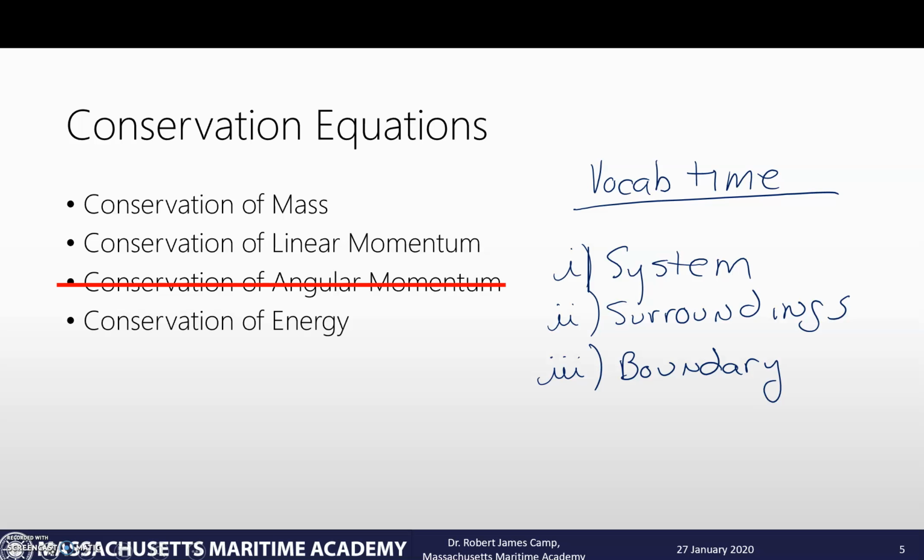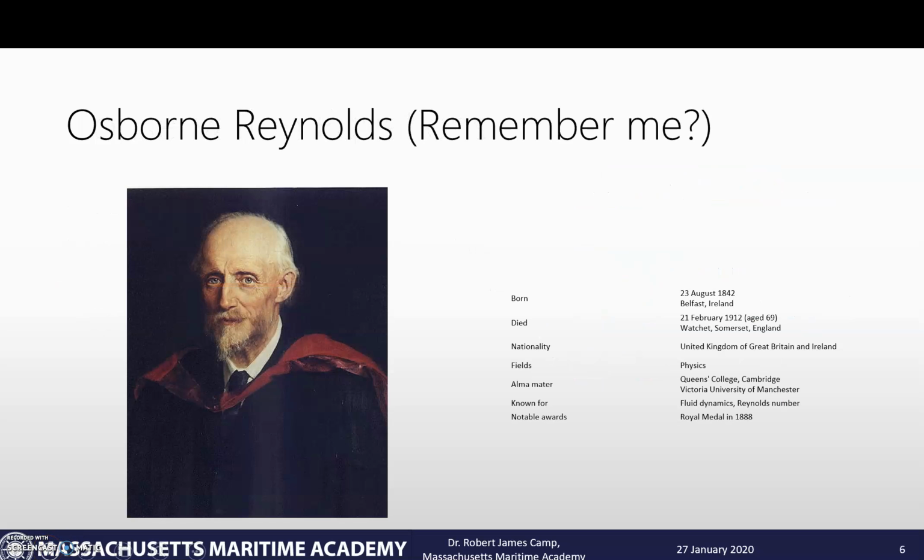Before we can talk about what's going on in the control volume, we have to worry about how we change those equations over so we can use them on a flowing system and not just a static system. So we pop back to Osborne Reynolds. This is the guy that gave us the Reynolds number. He also gave us something very important, which we call the Reynolds transport theorem.